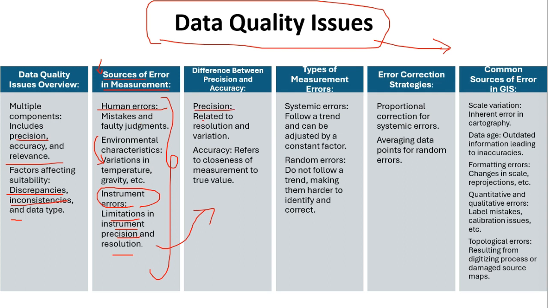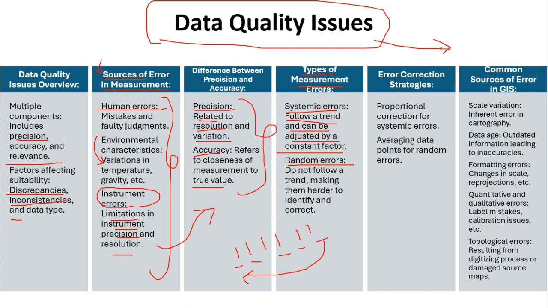Precision is related to resolution and variation, and accuracy refers to the closeness of a measurement to the true value. I have already described these two terms in detail in my earlier lectures. There can be two types of measurement errors: systematic errors and random errors. Systematic errors follow a trend and can be adjusted by a constant factor. If there is a systematic error, it is constant in each and every measurement, so it can easily be removed just by adjusting a constant factor.